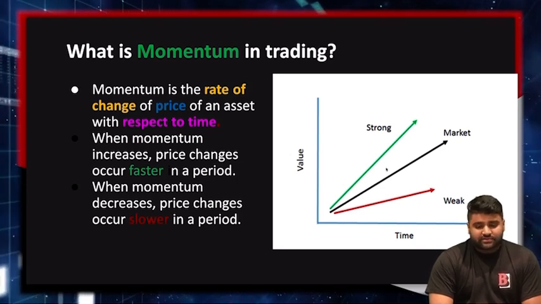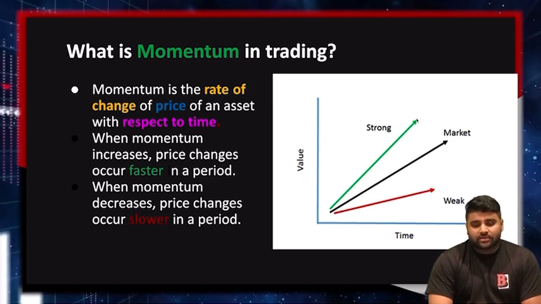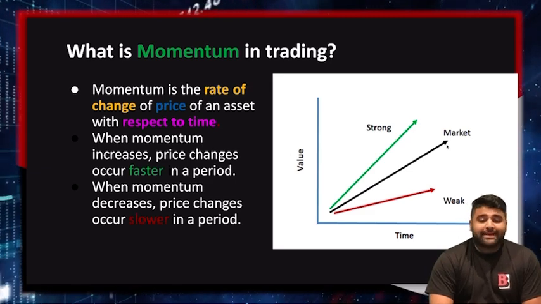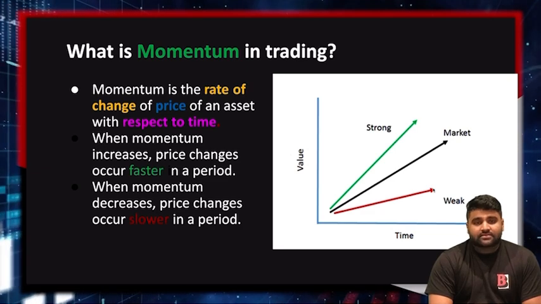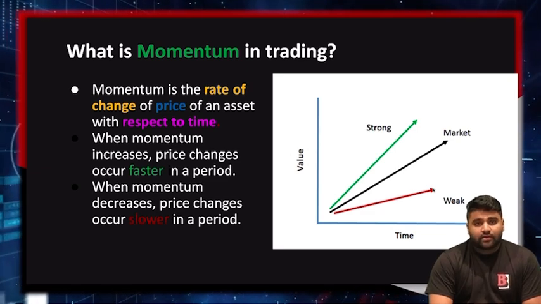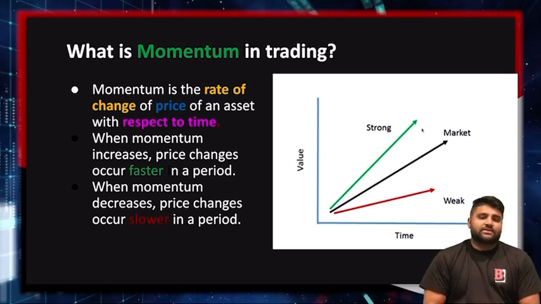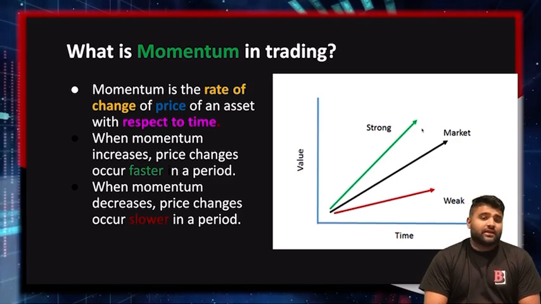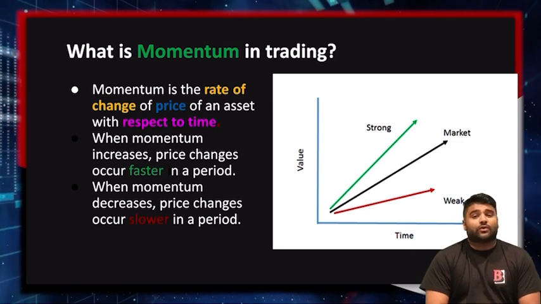So let's take an example. If this green stock makes a $10 move in 20 minutes, the black stock makes an $8 move in 40 minutes, and the red stock makes a $5 move in 1 hour, then just by comparing these three stocks, I'd be more inclined to trade the green one, because not only does it move a lot relative to the other two stocks, but it makes its move a lot quicker.